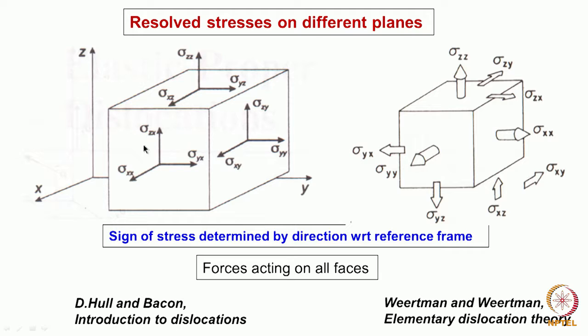The first suffix, x, represents the direction in which the stress is applied. In sigma x, x is the direction of application; in sigma y, the stress is applied in the y direction; and in sigma z, it is applied in the z direction. The second suffix represents the plane normal, that is, the surface on which it is applied, here the x surface. Here it has just changed.